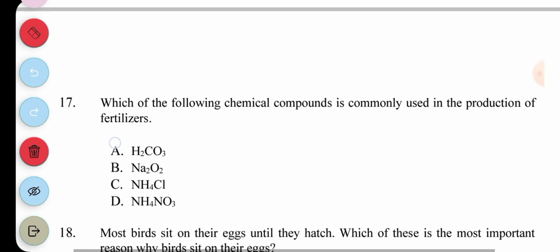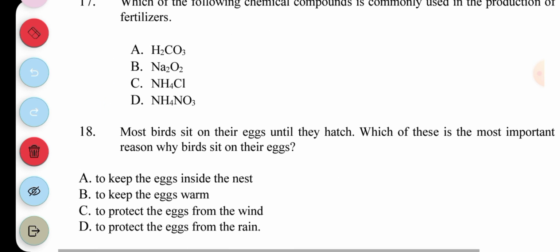17. Which of the following chemical compounds is commonly used in the production of fertilizers? So we have A. H2CO3, B. Na2O2, C. NH4Cl, D. NH4NO3. So question 17 is D. Ammonium nitrate, NH4NO3.